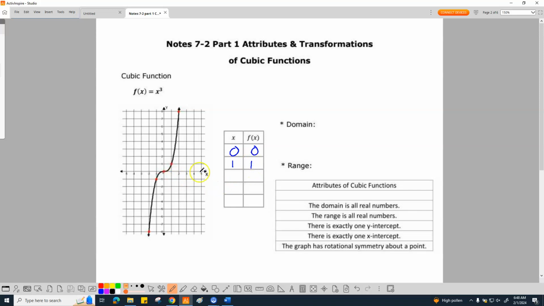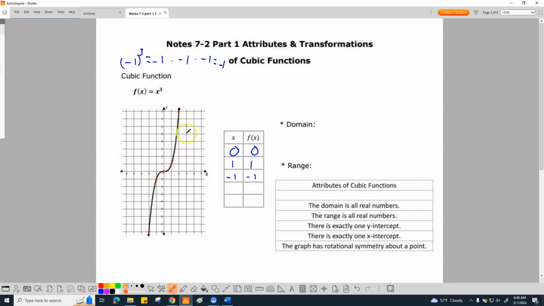a 1. If I plug in a negative 1 down here, check it out. Negative 1 to the power of 3 looks like negative 1 times negative 1 times negative 1, which actually comes out to negative 1, because negative times negative cancels out into positive, but then another one gives you negative 1. So when you plug in a negative 1, you return a negative 1.